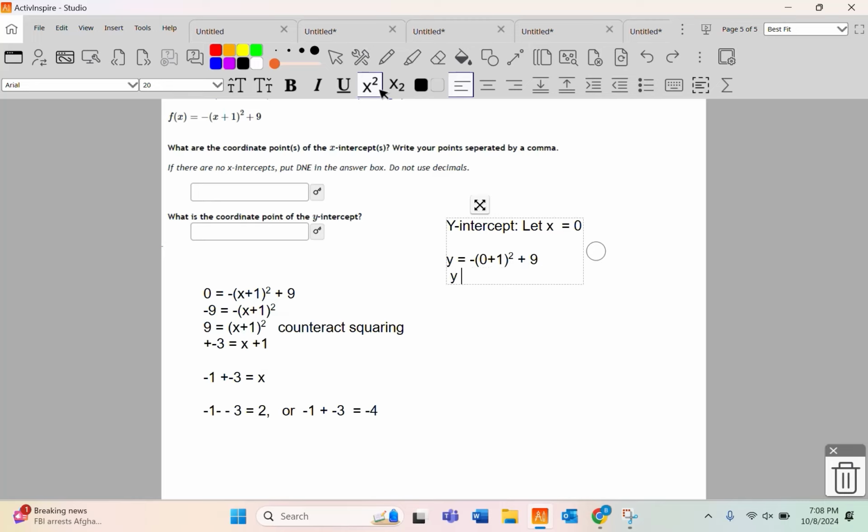Now, if we square a 1, we get a 1. Don't forget there's a negative symbol out front.